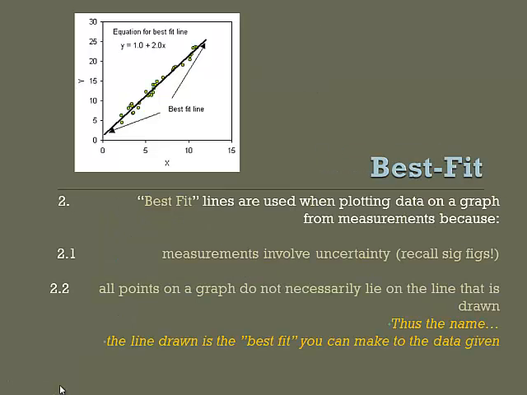Now, when it comes to graphing the line, we have to consider that unlike in math where you get nice, perfect situations, science is hardly ever perfect. And so when we form graphs, we have to do a best fit. And a best fit line is used when plotting data because it will look at the measurements and we remember that they have some uncertainty. We can draw those with uncertainty ranges even. That's the importance of sig figs.